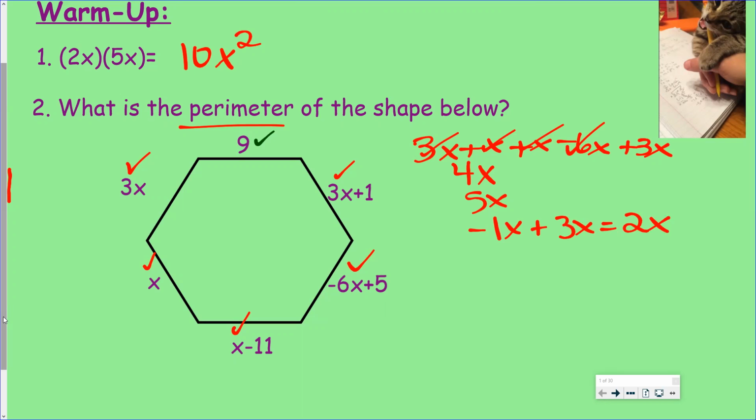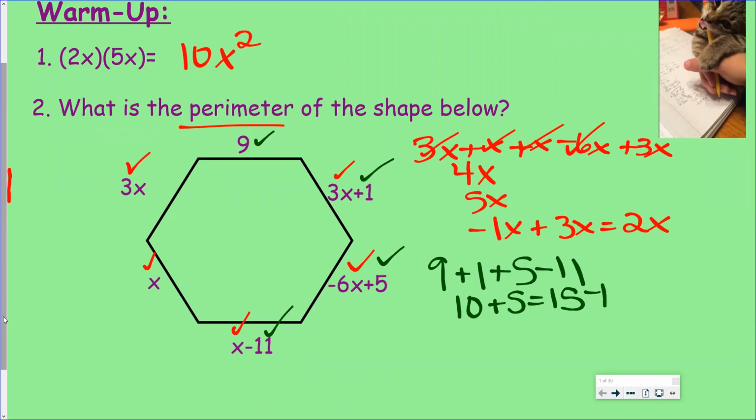So I got 9 plus 1 plus 5 and minus 11. So start with 9 plus 1, that gives you 10. Add 5, that gives you 15. Subtract 11, that gives you 4. So your final answer is 2x plus 4.